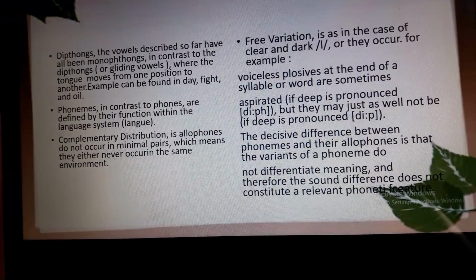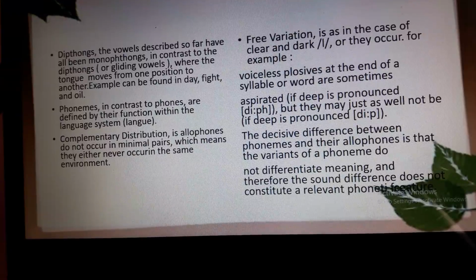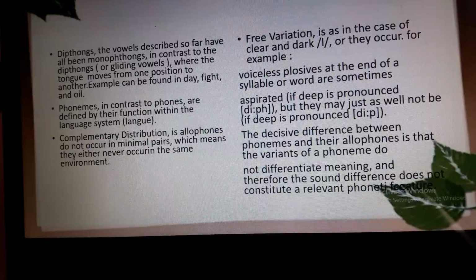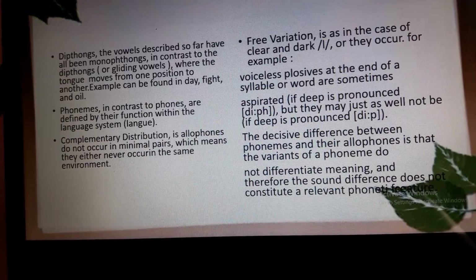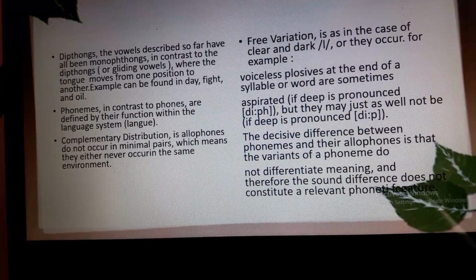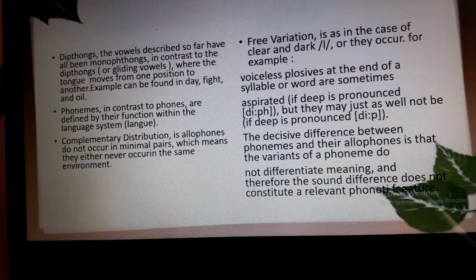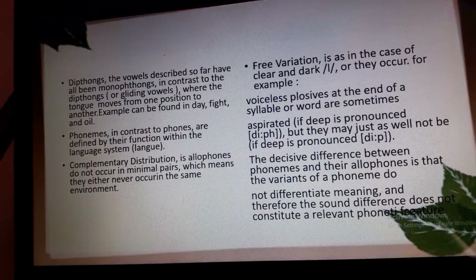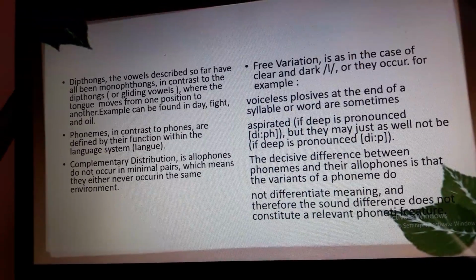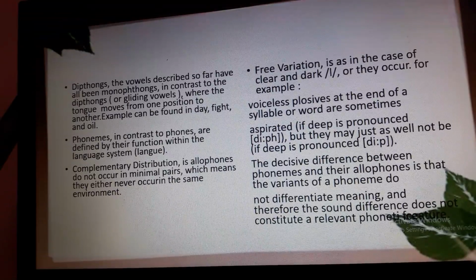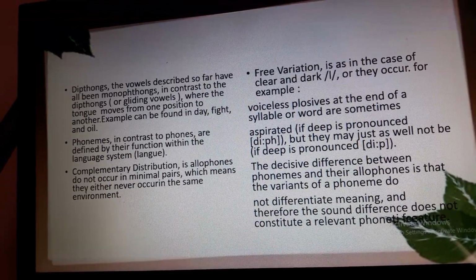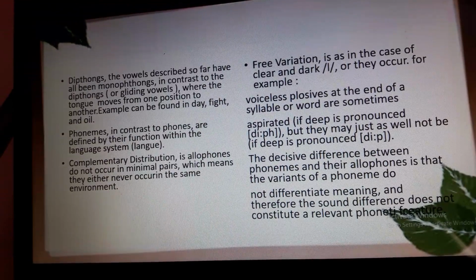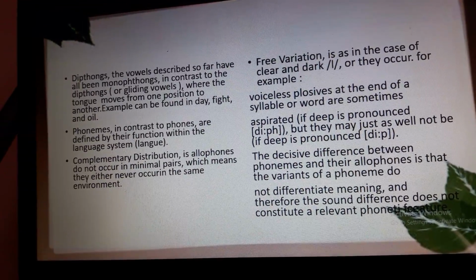For example, voiceless plosives at the end of a syllable or word are sometimes aspirated, so deep is pronounced like deep with an h, but they may just as well not be, if deep is pronounced as deep without h. The difference between phonemes and their allophones is that the variants of a phoneme do not differ in meaning, and therefore the sound difference does not constitute a relevant phonetic feature.